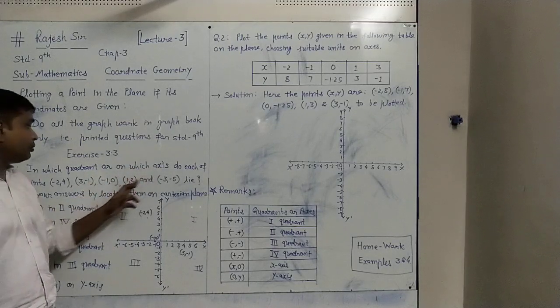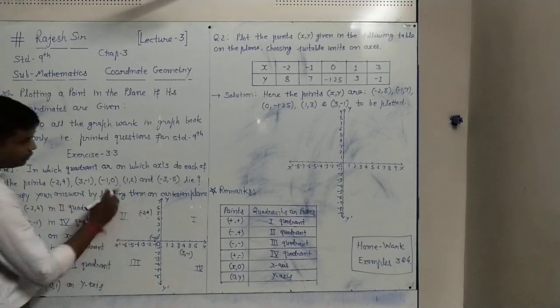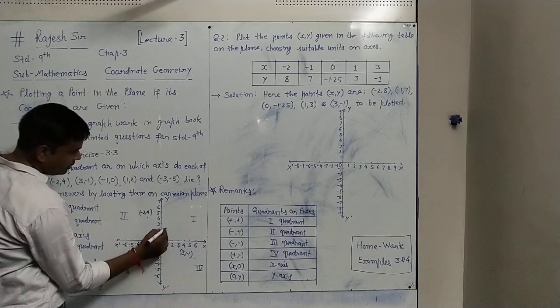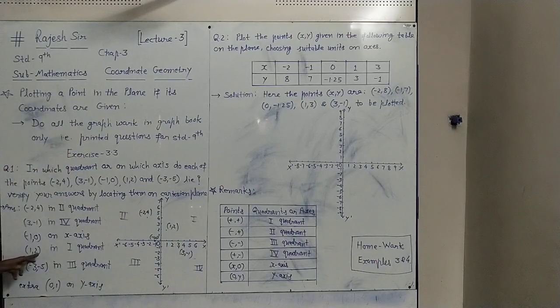Right? On which axis is the point? On the x-axis. Next, the point 1, 2: 1 on x, 2 on y. This way we will show it. This is the point 1, 2, and this comes in the first quadrant. So here we have done 1, 2 is in the first quadrant.